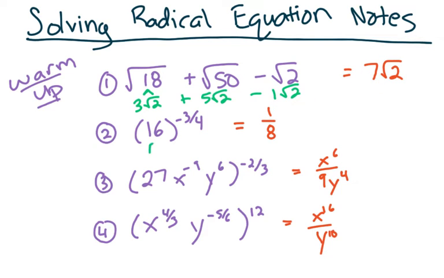For number 2, we should have bow tied it. So this would have been the 4th root of 16 to the negative 3rd. 4th root of 16 is 2. 2 to the 3rd is 8, but because it's negative, it goes into a fraction, so we get 1/8.